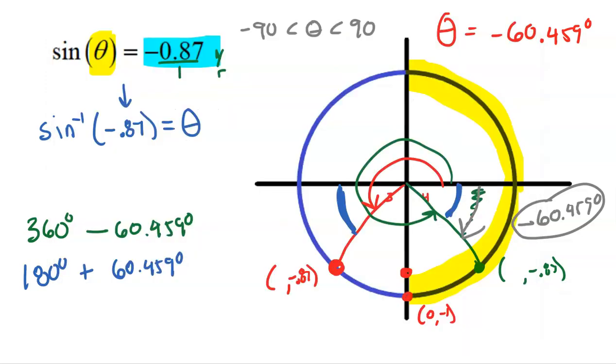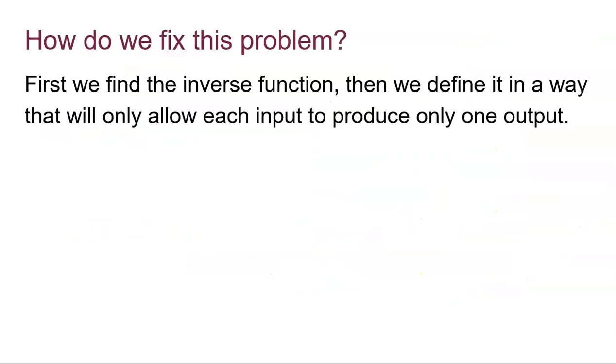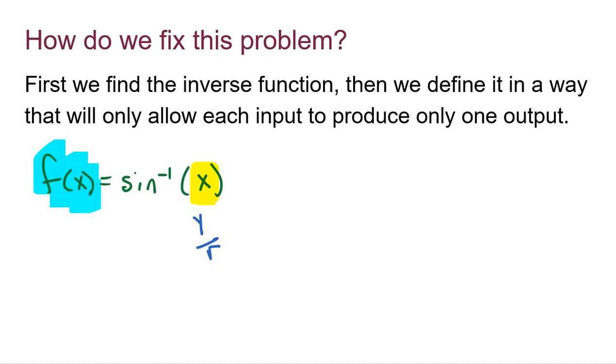Okay? So, at the end of the day, how do we fix the problem? First, you find the inverse function. Then we have to define it in a specific way where each input will only produce one output. So our inverse function for sine looks like this. It's beautiful. It's awesome. Understand that here inputs are y over r. Outputs over here are angles, because an inverse literally switches what we used to think of input and output. Sine, input angle, output y over r, but now we're switching that because it's an inverse.